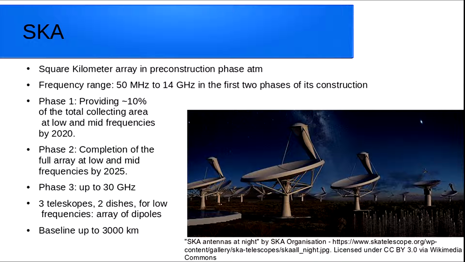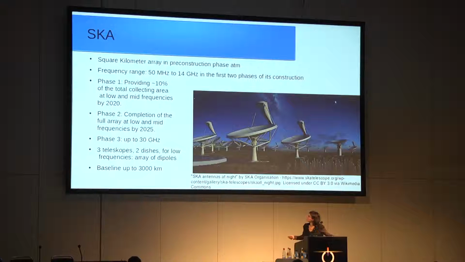Phase 1 shall provide 10% of the total collecting area at low and mid frequencies by 2020, and phase 2 shall then complete the full array at low and mid frequencies by 2025. Phase 3 shall go up to 30 gigahertz. It's actually 3 telescopes because of the huge bandwidth. So 2 dishes. Here you can see the animation of one of the dish antenna arrays.